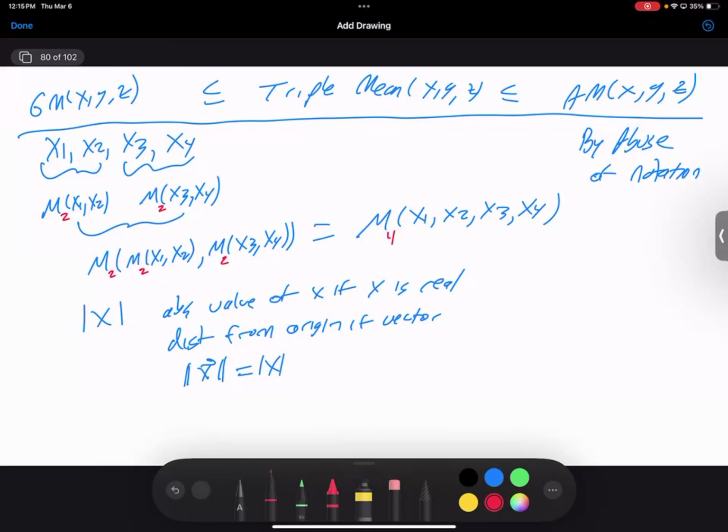So do you think the mean of the two means of x1, x2, x3, x4 is the same as the mean of x1, x2, x3, x4? At least for geometry, yes. And what else? So is this a property that you would want your mean to have?